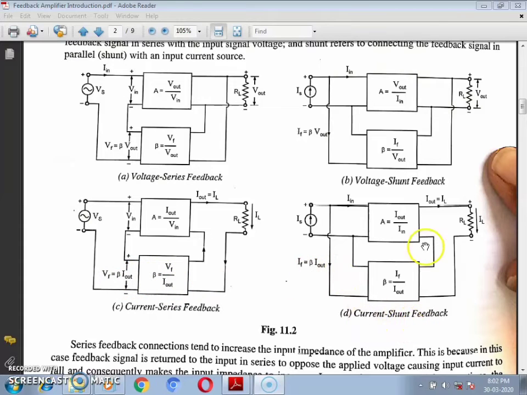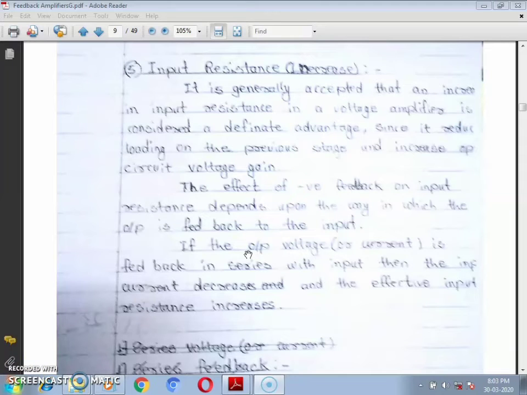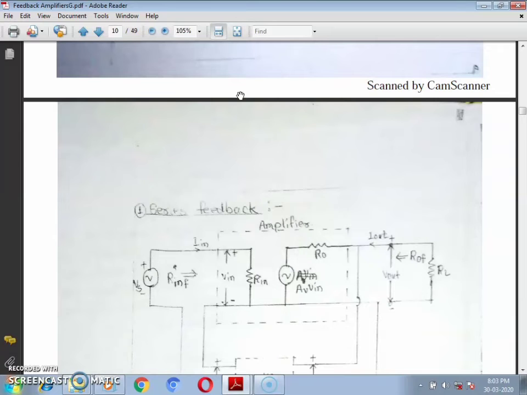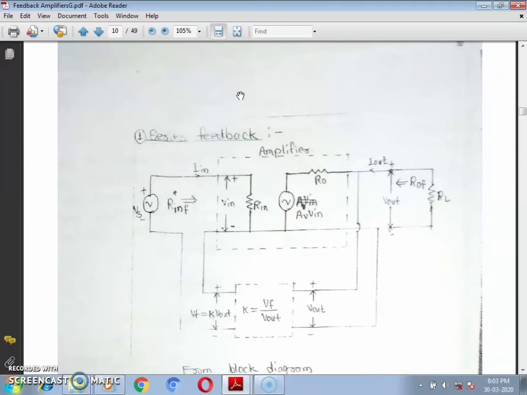Finally, for a current shunt feedback, the input is Is and the output is Iout, so the output current to the input current, and the gain of the feedback network may be beta or K. Input to the feedback network is Iout, output of the feedback network is labeled IF, so finally the gain is IF divided by Iout. Coming back to the feedback parameters, the one we have left is the input resistance, input impedance. So firstly we will go for the series feedback configurations.